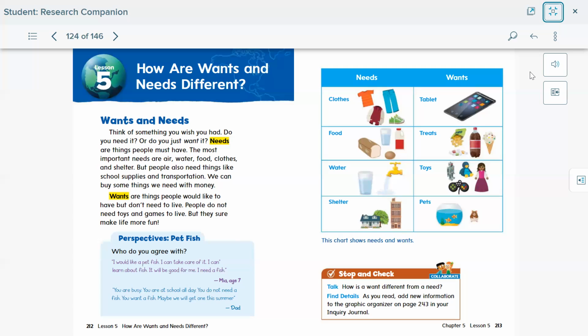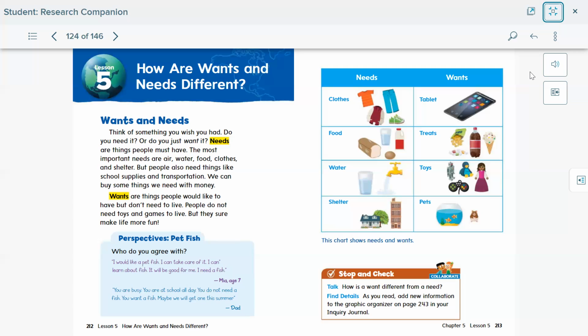Look at page 213. We have a chart, needs and wants. Clothes, we all need clothes. Food, we all need food, all kinds of food, milk, bread, yogurt, eggs, all kinds of food. Water, we all need water. Shelter, a house. It doesn't matter if it's a big house, small house, an apartment, but you need to have a place to live. So these are all needs.